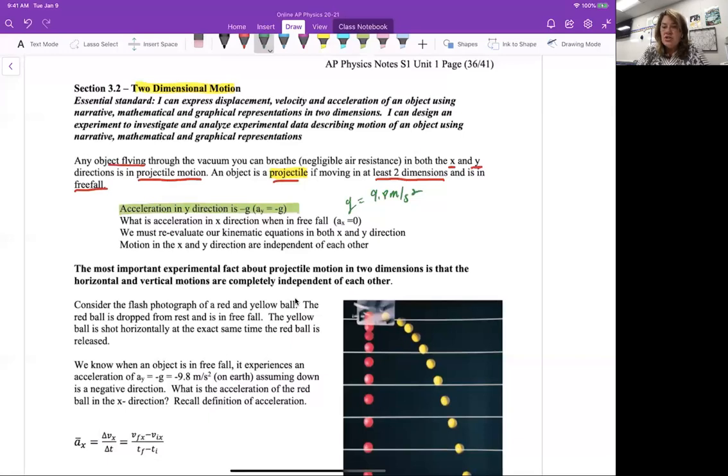Now, the direction of g points straight to the center of Earth, and if we define down as negative, which we almost always do, that is why we have negative g for the acceleration in the Y direction. There's one of my variables, and I always know it in the Y direction if I'm in free fall, okay? What is the acceleration in the X direction when I'm in free fall? Now you see that the acceleration in the X direction is 0, but I want to prove it to you. So the acceleration in the X direction is 0 if I'm in free fall, okay?